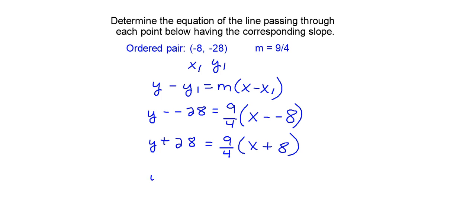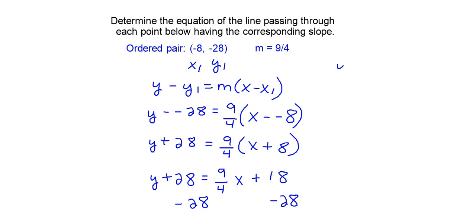So that's going to be y plus 28 equal to 9/4x plus, and 9 times 8 is 72. 72 divided by 4 is 18. And then I'm going to subtract my 28 from both sides. So 18 minus 28 is -10. So my equation is going to be y is equal to 9/4x minus 10.